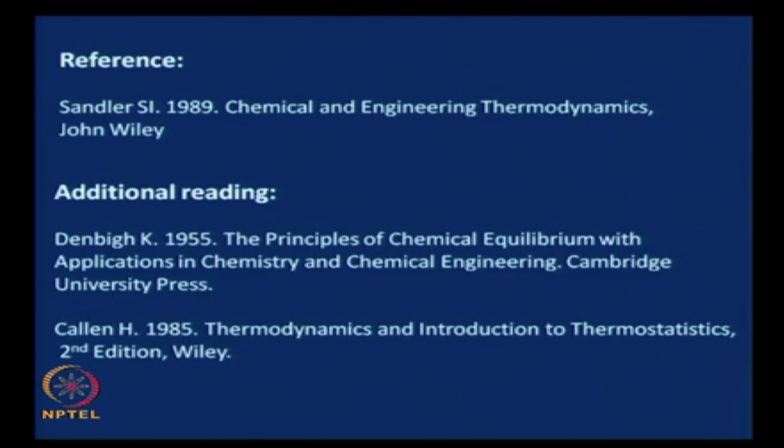Additional reading, these are very nice books which would be helpful after you understand a little bit. This would be for approaches, completeness and so on. A very nice development of the subject is given in Denby, which was published way back in 1955. It is called The Principles of Chemical Equilibrium with Applications in Chemistry and Chemical Engineering, published by the Cambridge University Press. And also a very good book is Callen. The title is Thermodynamics and an Introduction to Thermostatistics, the 2nd edition by Wiley.